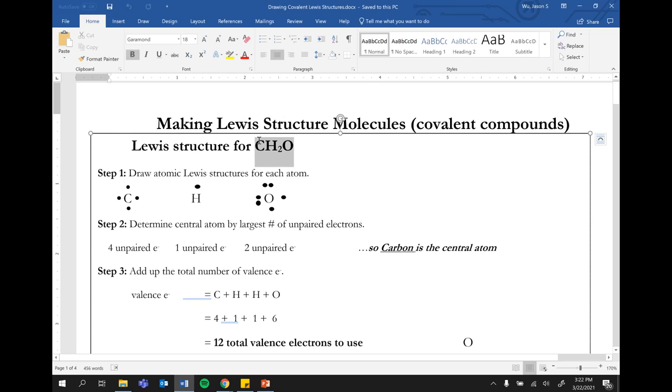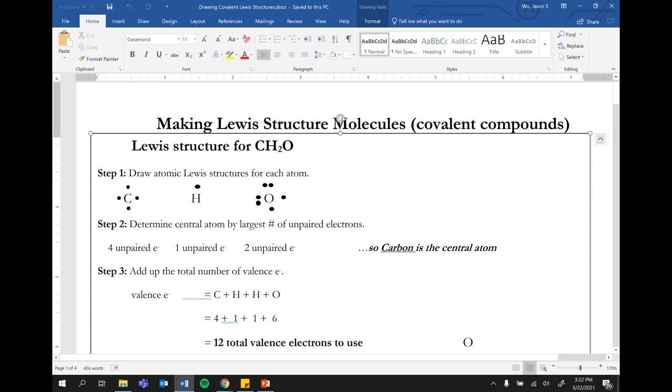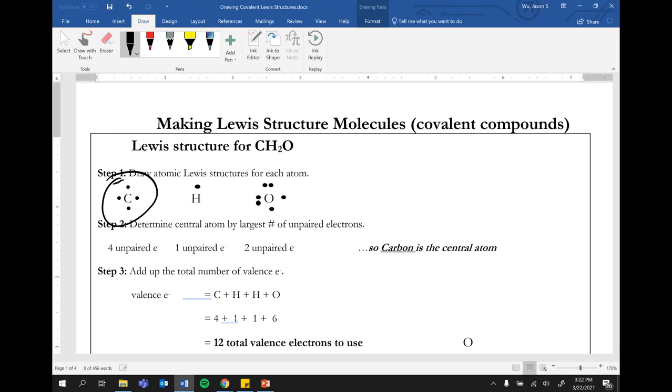Let's say we want to draw the Lewis structure for CH2O. Well, the way I'm going to do that is step one. I want to draw the atomic Lewis structures for each atom. So carbon would have 4 valence electrons, hydrogen would have 1, and oxygen would have 5. And when I do this, I want to draw 1 electron on each side as I go around.